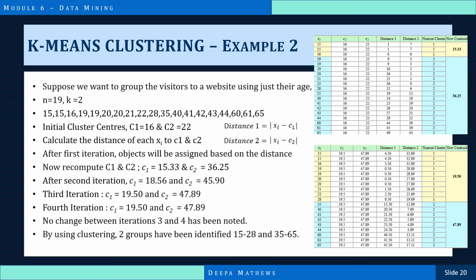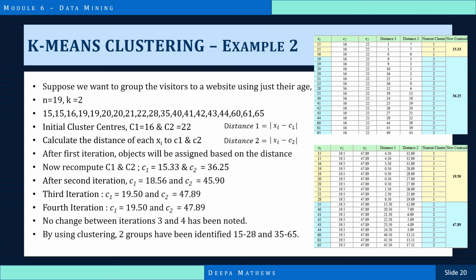Then we need to calculate the distance of each xi to the C1 and C2, using this distance function: xi minus C1 or xi minus C2. So using that distance function, we calculate the distance of each xi to C1 and C2. From 15 to C1, which is 16, what is the distance? Similarly, for each age group, we are calculating the distance.